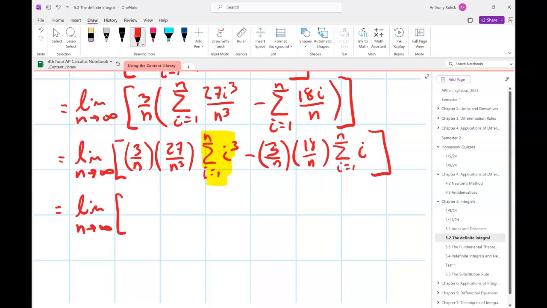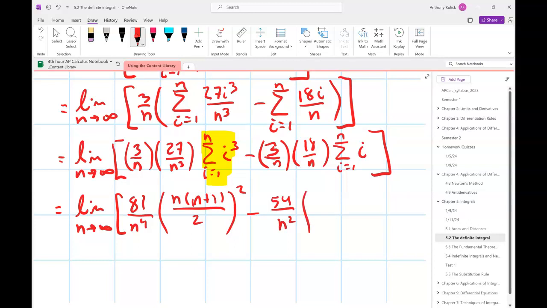So out front, I'm going to combine my like terms. And then in place of i cubed, I wrote n times n plus 1 over 2 squared. I'll combine my like terms. And in place of i, I'm going to write n times n plus 1 over 2. Is everybody okay with what I did there?